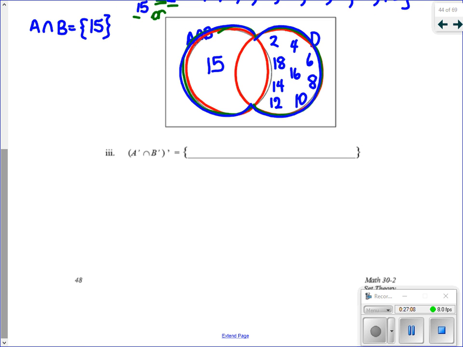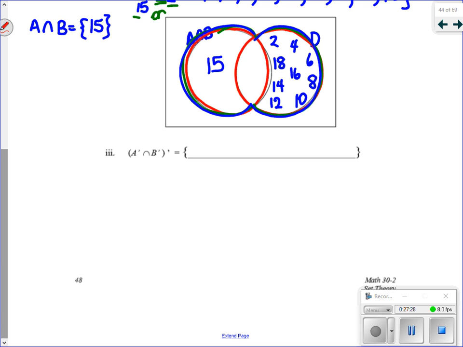Okay, this last one. Oh, they're getting really tricky here. They're saying we need the complement of A intersect the complement of B, and then we need the complement of all of that.